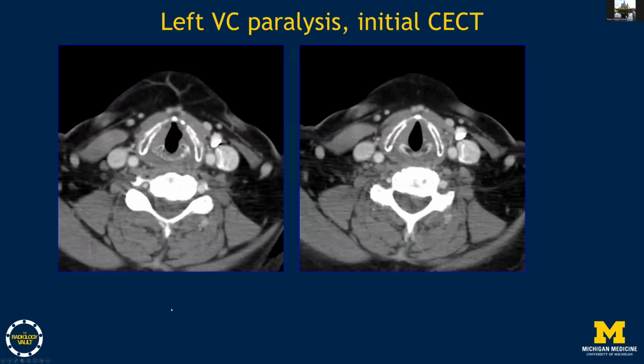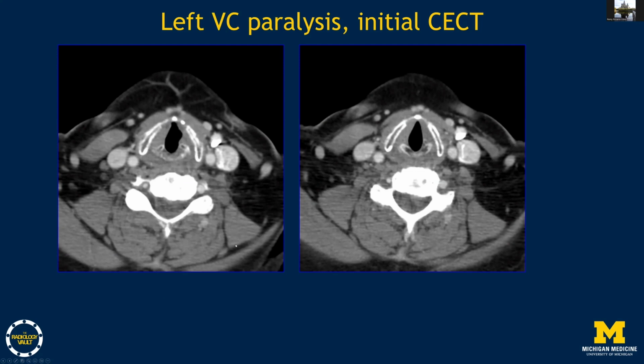This is another case that we're looking at. It's a patient with a left vocal cord paralysis. This is the presenting CT. Remember, for a vocal cord paralysis, we're going to image from stem to stern. We're going to look all the way from the posterior fossa and the brainstem through the aortic arch because we want to capture the course of both recurrent laryngeal nerves. This is on the left.